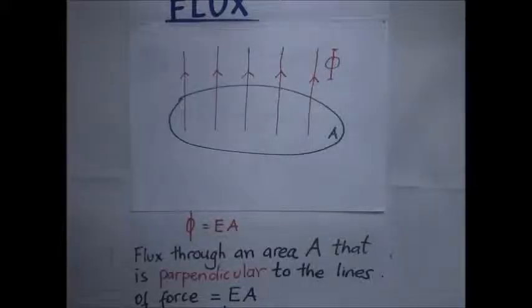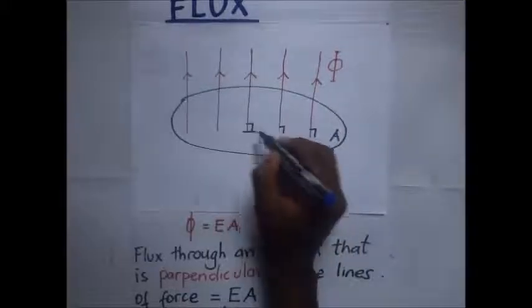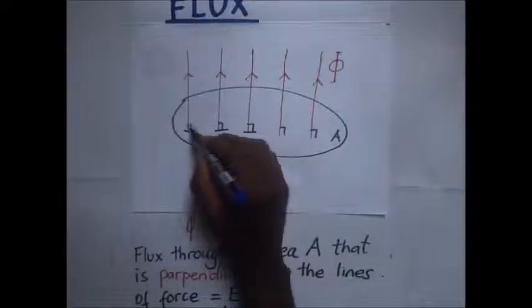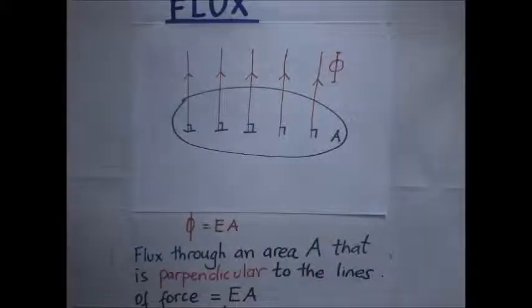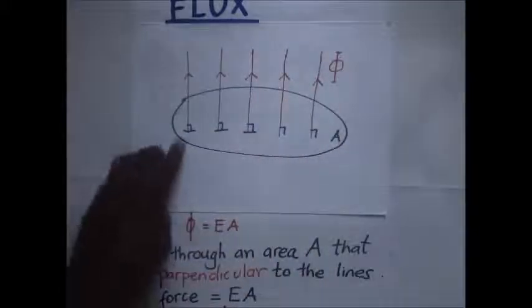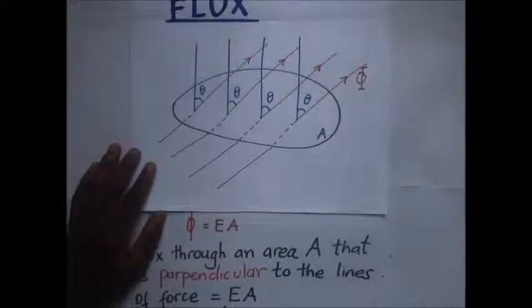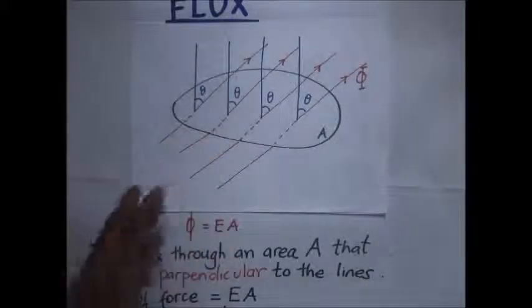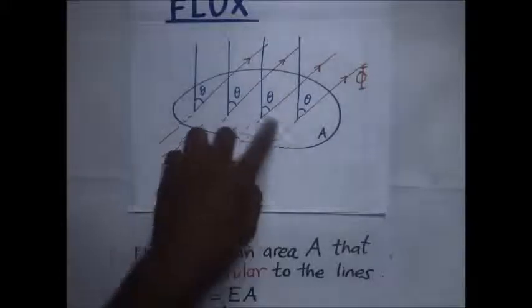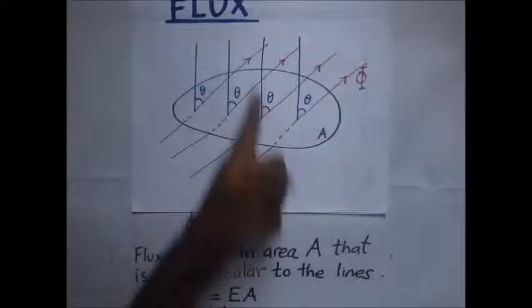So here the condition is that the field lines should be perpendicular to the surface. In this case, they should be 90 degrees to the surface through which they are going. So now what if these lines are going through this area at an angle that is not 90 degrees? If they are going through the surface at an angle theta, it means that if we are trying to find the flux of these lines going through this surface, we are going to have to resolve these field lines to the normal.